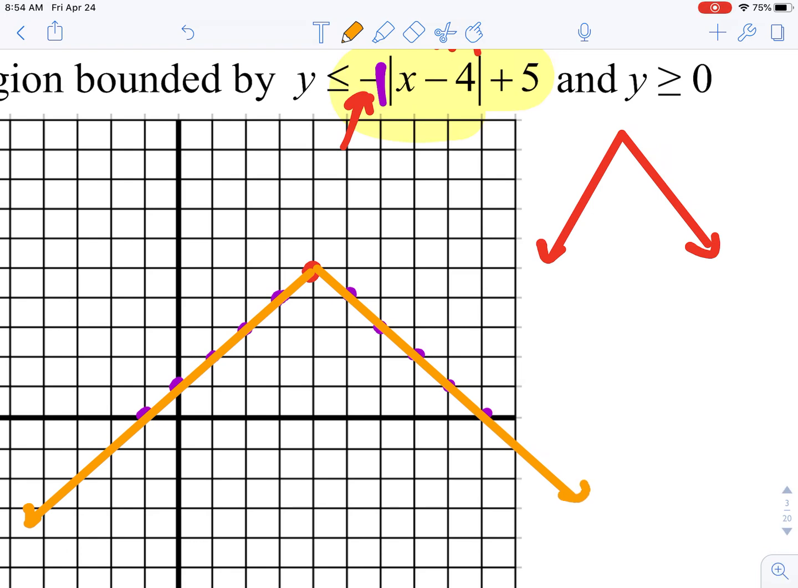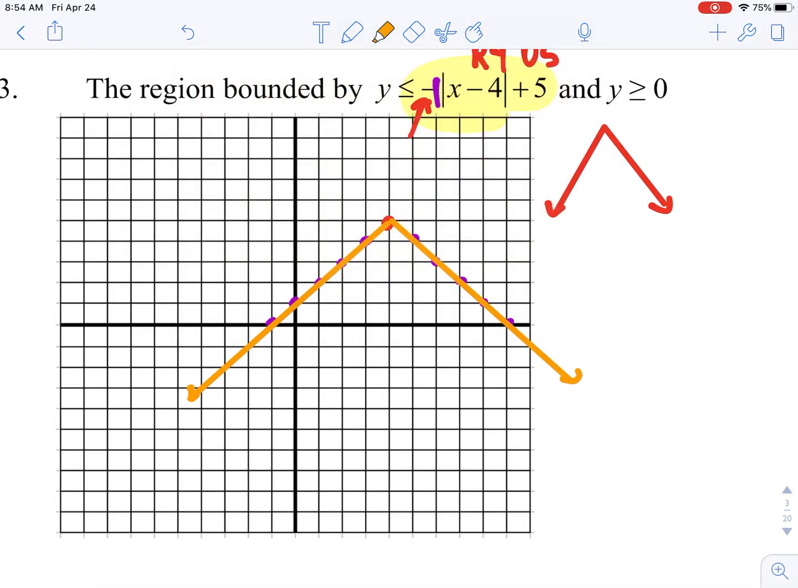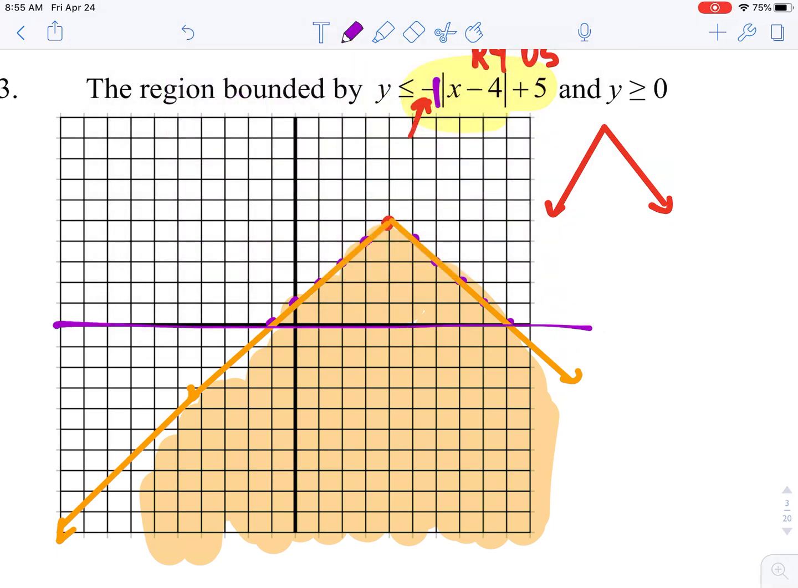And then this tells me I'm going less than. Less than is below. So I'm going to find where it touches the y-axis and I'm going to go below. And then remember on this, this side, it does continue on. Both sides continue on forever. It then tells us we're greater than or equal to 0. So greater than 0 will be shading above.